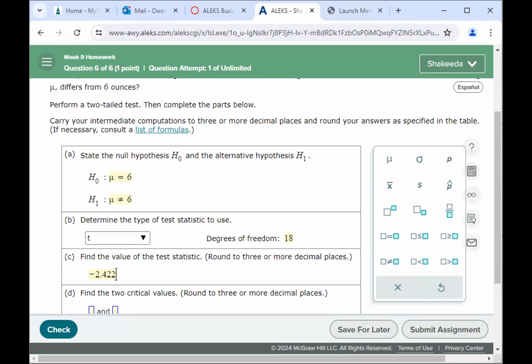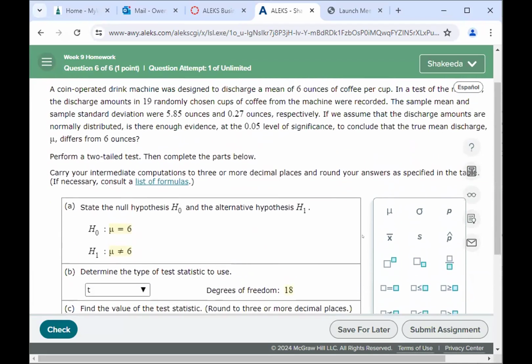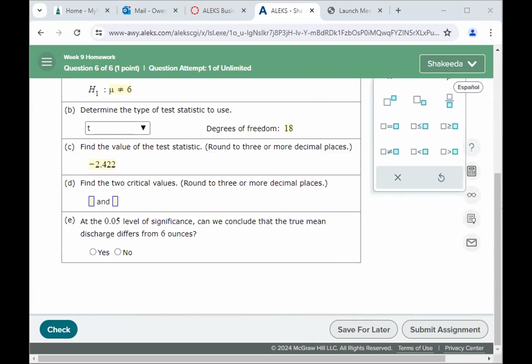All right, and what is your critical value? The critical value of a two-tail would be 0.05, 0.975? So 2.101, negative 2.101 and positive 2.101. Yes, right here. Oh, well, yeah, it makes sense. You always have to do the negative and the positive first.